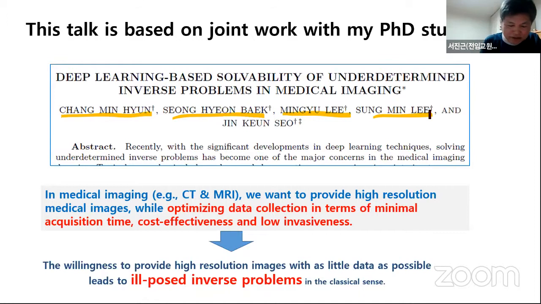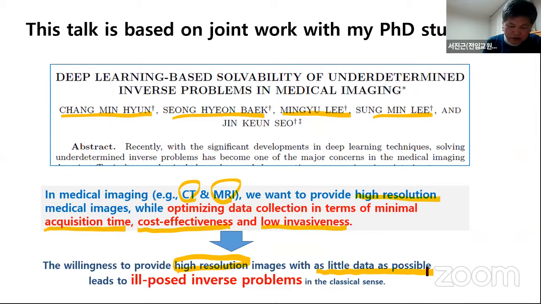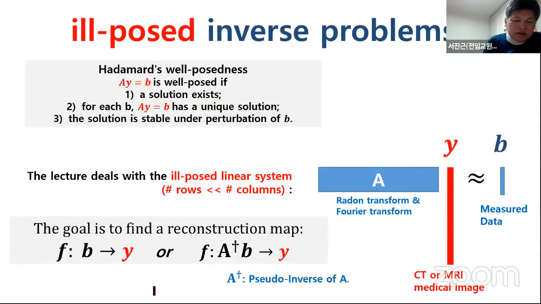In medical imaging, for example CT and MRI, we want to provide high-resolution medical images while optimizing data collection in terms of minimal acquisition time, cost-effectiveness, and low invasiveness. The willingness to provide high-resolution images with as little data as possible leads to an ill-posed inverse problem in the classical sense. Let us explain the ill-posed inverse problems.